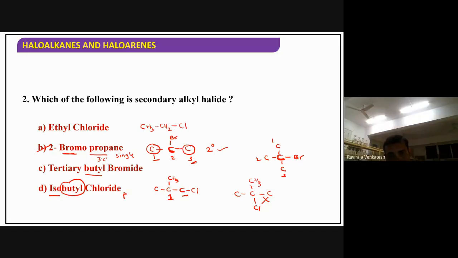Primary. Very simple. You have to select the halogen carbon. Now this carbon is bonded to only 1 carbon. So this one we don't require. So isobutyl chloride is primary only, isn't it? In this way we can write like this. Okay. Next.